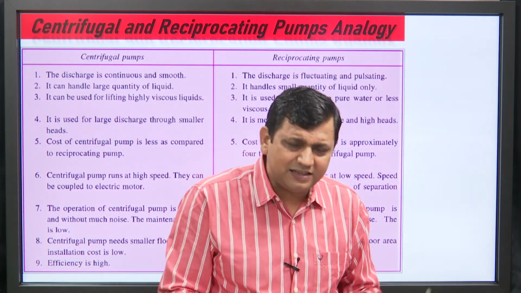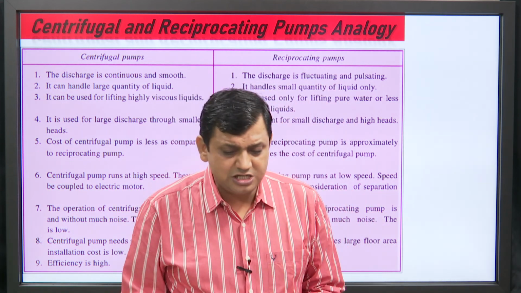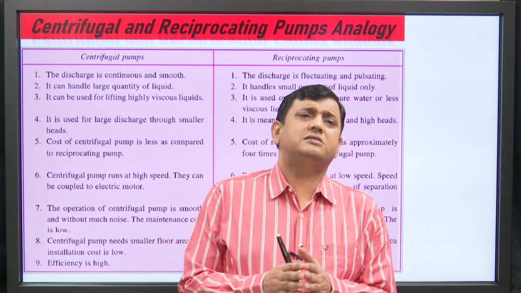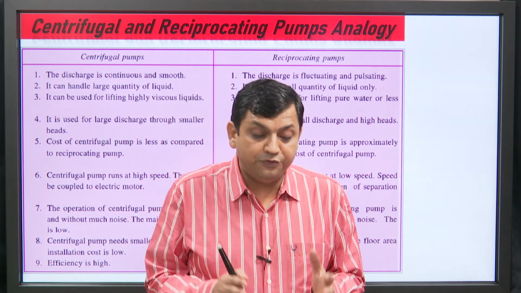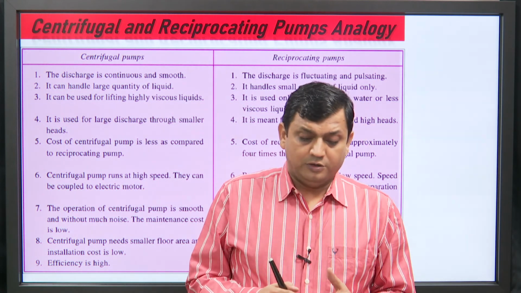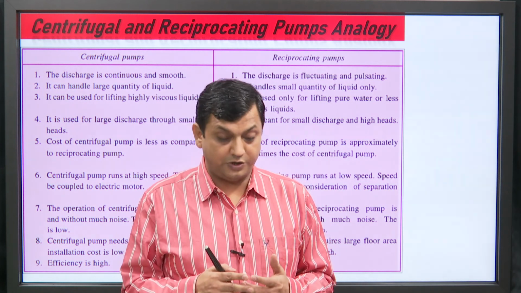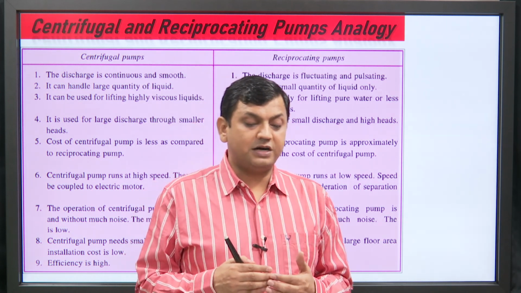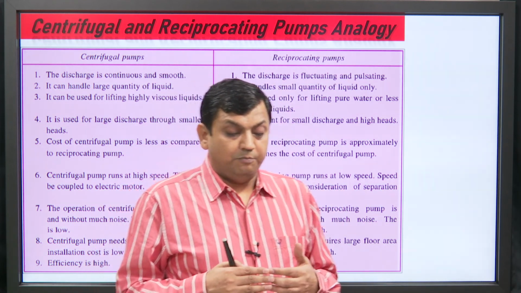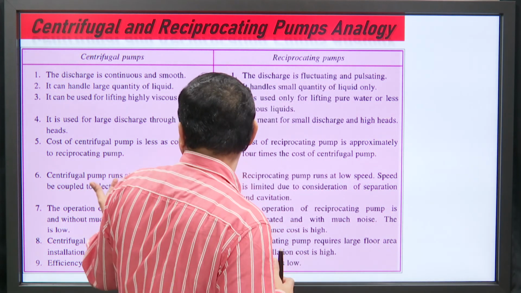At last, we compare the centrifugal and reciprocating pump. The discharge is continuous and smooth, efficiency is high, and the centrifugal pump runs at high speed. These are some basic differences between centrifugal and reciprocating pumps. Cost-wise, the cost of a centrifugal pump is less compared to reciprocating. It is used for large discharge through a smaller head. Viscosity-wise, it can be used for lifting highly viscous liquids.